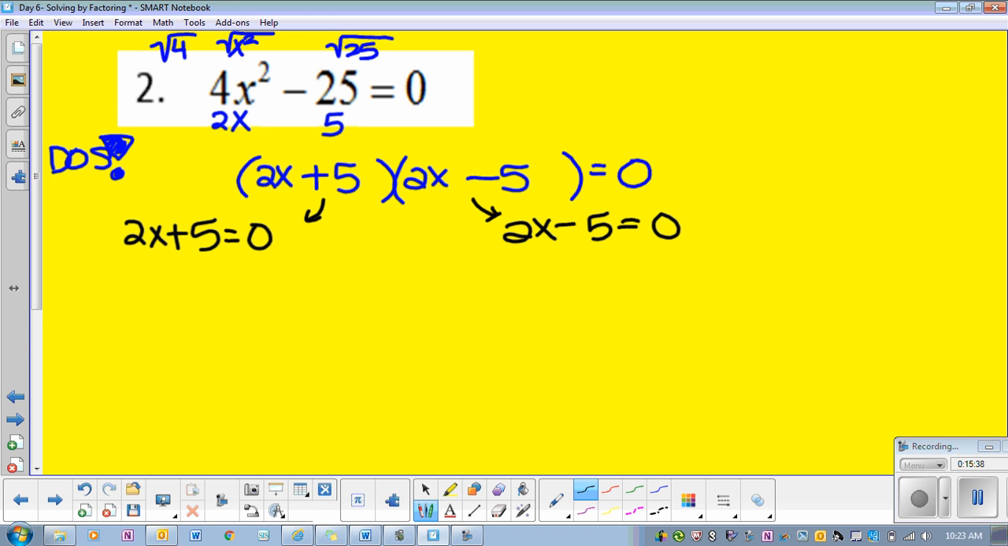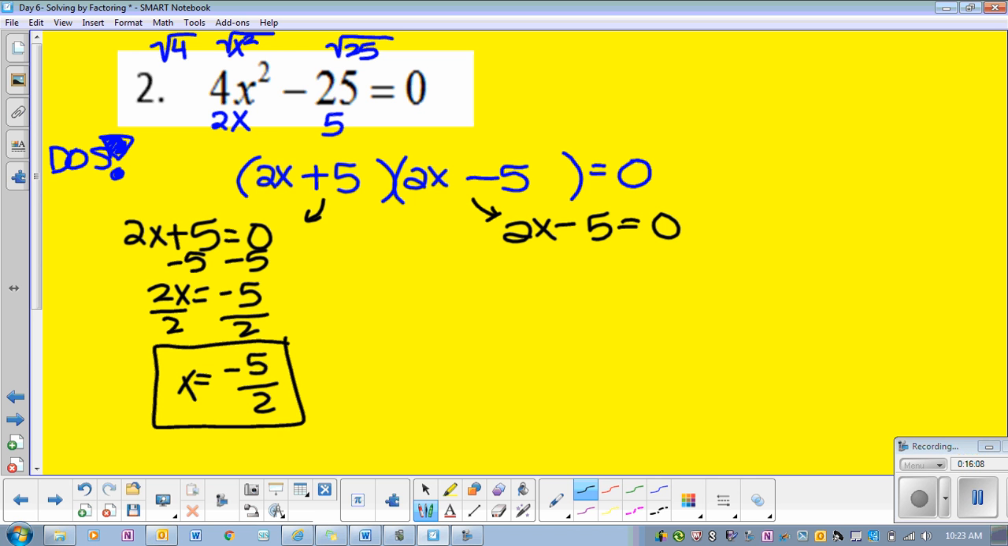Okay? So 2x plus 5 equals 0, and 2x minus 5 equals 0. Let's solve. What should I do first? Over here. Subtract the 5. So now I have 2x equals negative 5. Then? Good. And remember, I like fractions. All right, I want you guys to solve the next one, please.